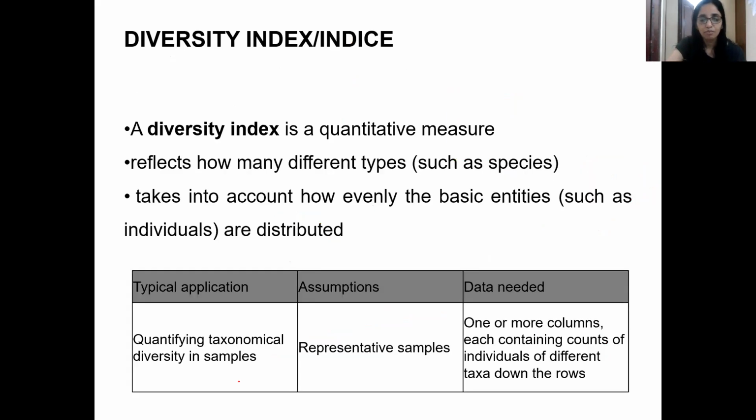So I think that is all about the introduction to ecological statistics. And I'm going to stop today. Starting from tomorrow, that is Friday, we'll be talking about diversity index or indices. And that is the only thing which you have to study here in your syllabus. So I'll be starting that tomorrow.